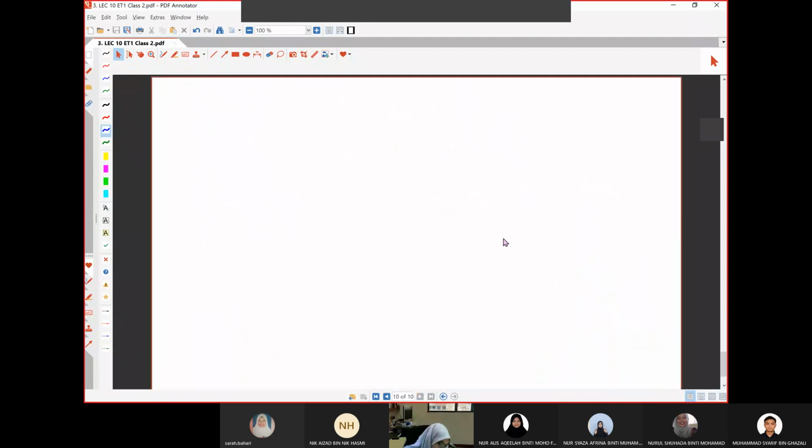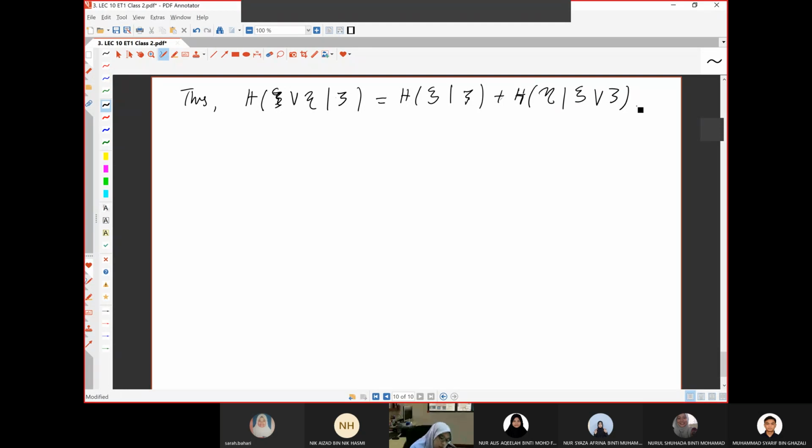Thus, you can write, so in conclusion, H of zeta, eta given that zeta, this is psi, is equal to H of psi given that eta, zeta, plus H, or the entropy of eta, given that psi joined with zeta, is verified, since the left hand side is equal to the right hand side.